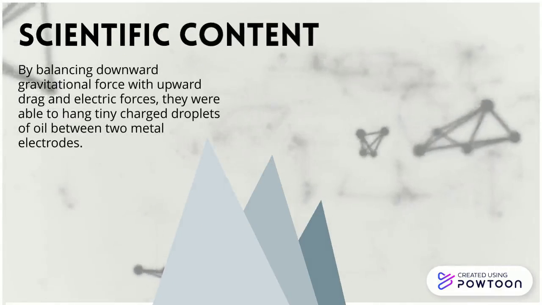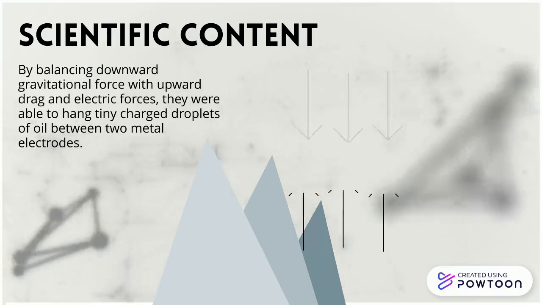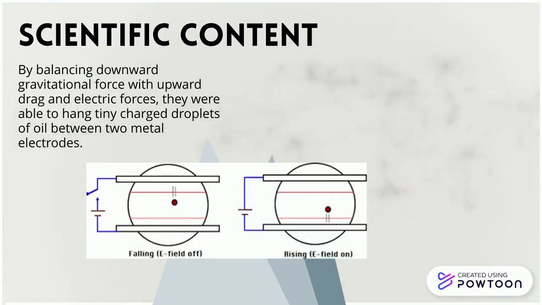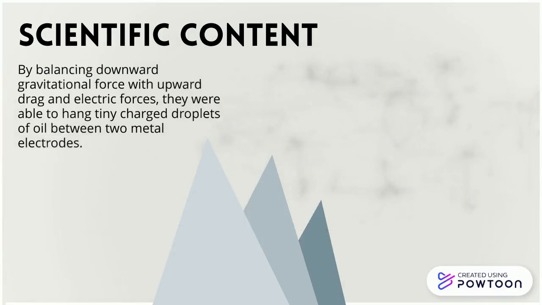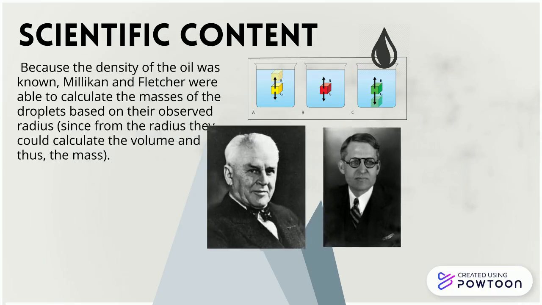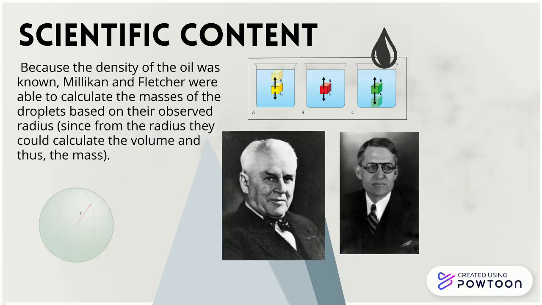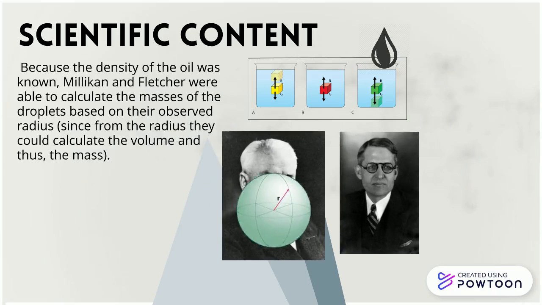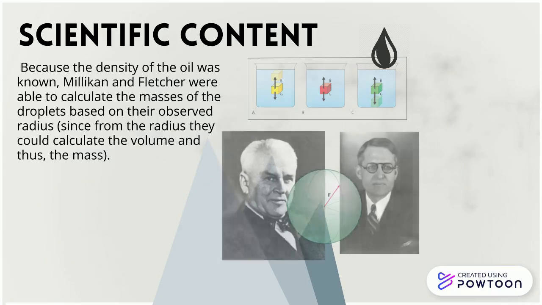By balancing downward gravitational force with upward drag and electric forces, they were able to hang tiny charged droplets of oil between two metal electrodes. Because the density of the oil was known, Millikan and Fletcher were able to calculate the masses of the drops based on their observed radius, since from the radius they could calculate the volume and thus the mass.